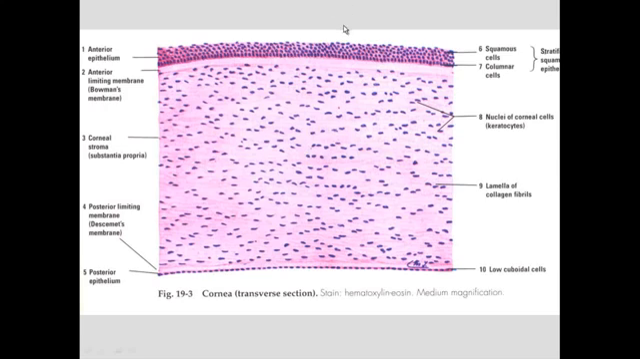The cornea itself has different layers. We have the stratified squamous epithelium, kind of cuboidal cells along the base. So this is the stratified squamous epithelium lining it. Below that is Bowman's membrane or anterior membrane. It's not a true membrane. It can't be separated from the rest of it.